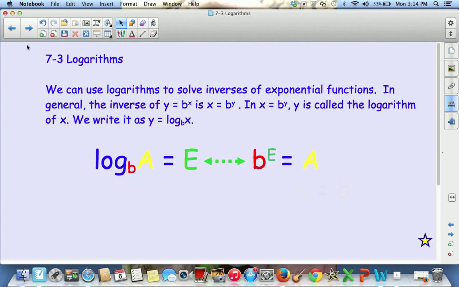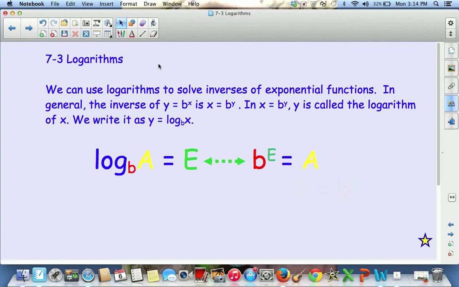So logarithms. We can use logarithms to solve inverses of exponential functions. In general, the inverse of y equals b to the x is x equals b to the y. And x equals b to the y is called the logarithm of x. And we can write that as y equals log base b of x.